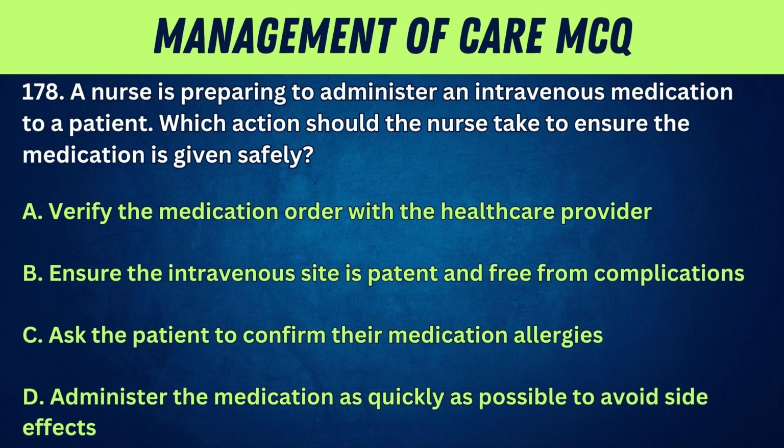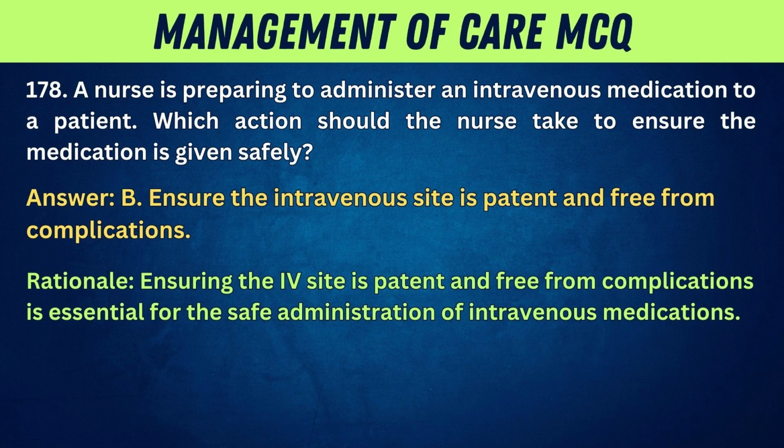178. A nurse is preparing to administer an intravenous medication to a patient. Which action should the nurse take to ensure the medication is given safely? A. Verify the medication order with a healthcare provider. B. Ensure the intravenous site is patent and free from complications. C. Ask the patient to confirm their medication allergies. D. Administer the medication as quickly as possible to avoid side effects. Answer: B. Ensure the intravenous site is patent and free from complications. Rationale: ensuring the IV site is patent and free from complications is essential for the safe administration of intravenous medications.